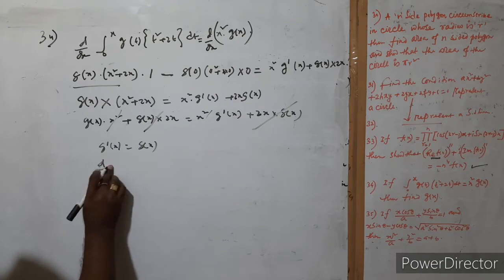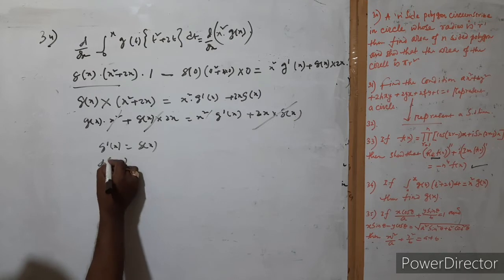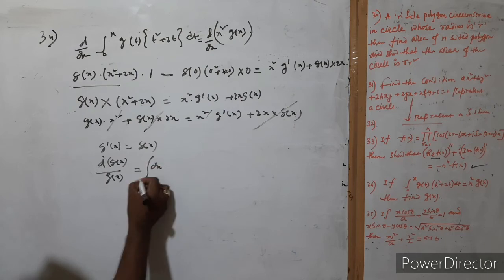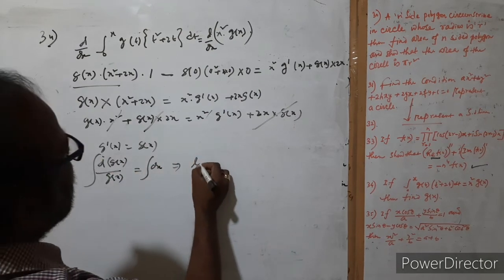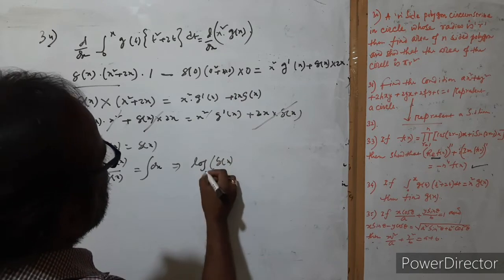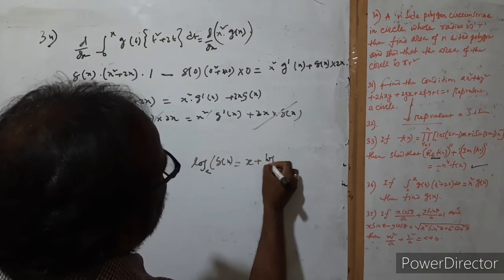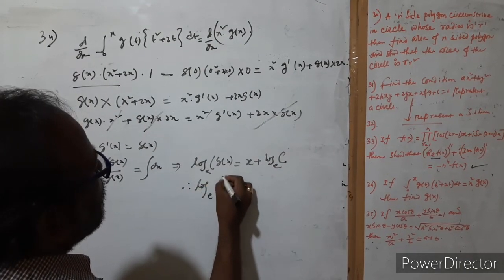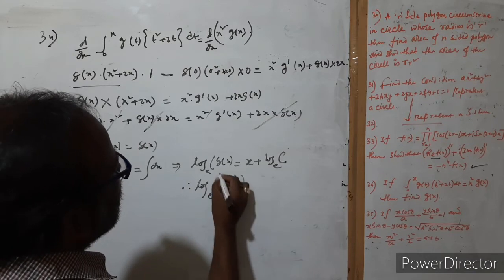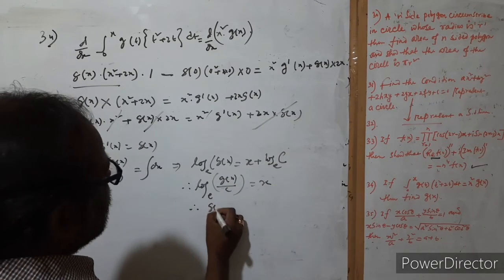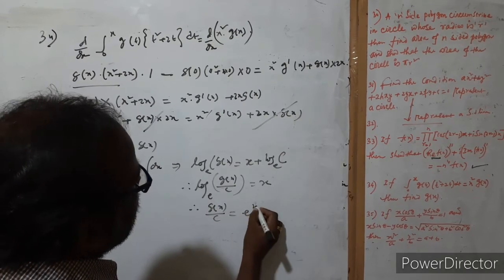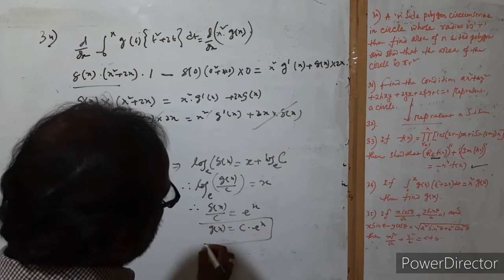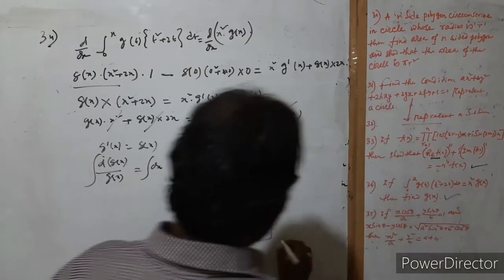So d of g of x by g of x is equal to dx. Now log g of x plus log c, so log e of g of x by c is equal to x. Therefore g of x by c is equal to e to the power x. g of x is equal to c into e to the power x. So this is your answer.